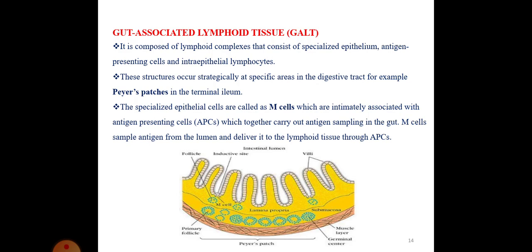Next we see about the gut associated lymphoid tissue, GALT. It is composed of lymphoid complexes and consists of specialized epithelium, antigen presenting cells and intraepithelial lymphocytes. These structures occur strategically at specific areas in the digestive tract, for example, Peyer's patches in the terminal ileum. These specialized cells are called M cells, which are intimately associated with antigen presenting cells and together carry out antigen sampling in the gut.